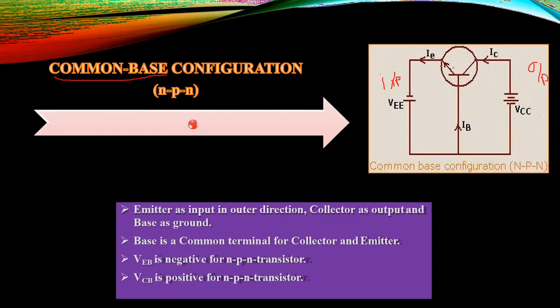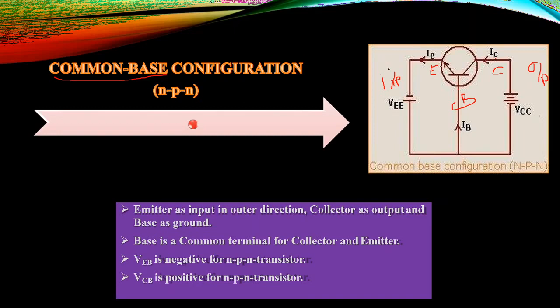If you observe, the arrow mark indicates this is an NPN transistor, since the arrow mark points outward with respect to the flow of current. In this NPN transistor, this is the emitter terminal, this is the base terminal, and this is the collector terminal. For the input section and output section, the base terminal is common. So that's why it got the name common base configuration.